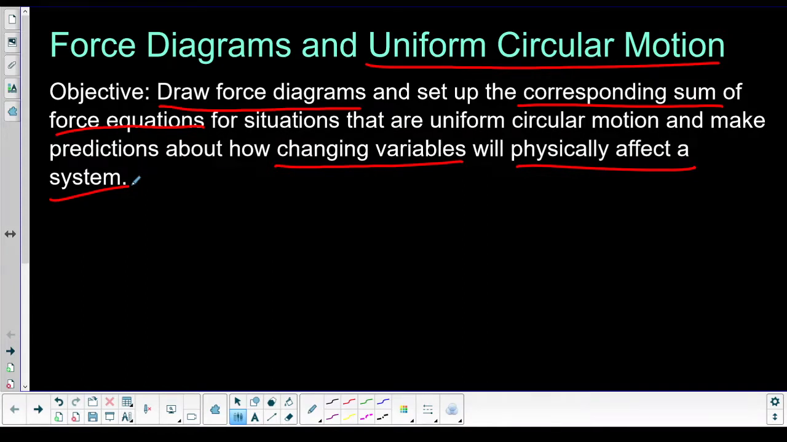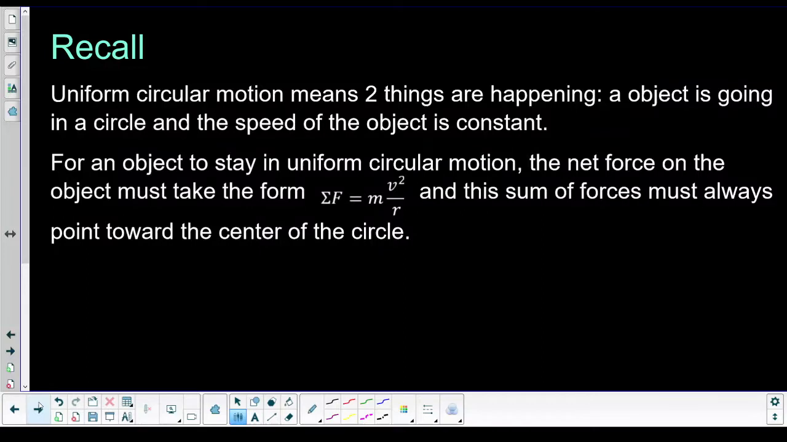So I have basically one example for you that's got a lot of different parts to it that go through all these different topics of uniform circular motion and force diagrams, to hopefully help us understand what's going on, how to set things up, and how to solve problems. So, without further ado, let's remember what we already know.